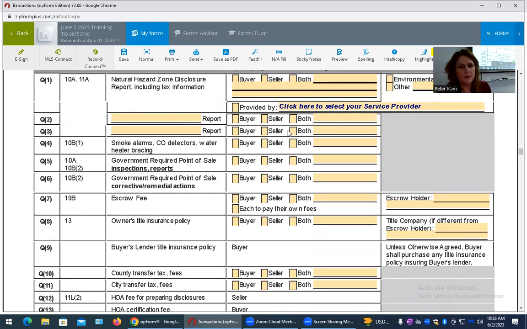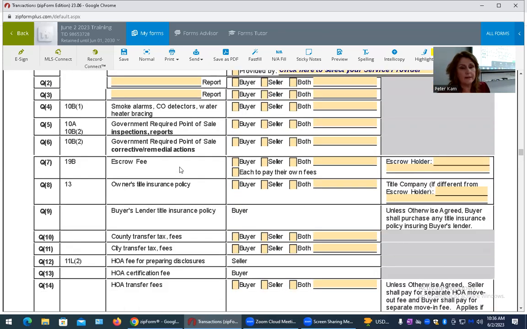Here's where, if you're a buyer's agent, you're usually going to have the seller pay for smoke detectors. Please don't leave the government required point of sale inspection reports blank. Okay, make sure you're checking that if you're representing the buyer to the seller. So both of these, because even if we have a list of cities that require something, we still want to make sure and do the due diligence and check, okay?